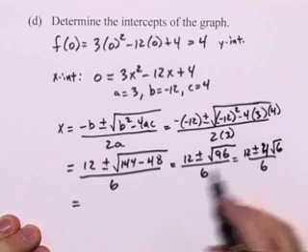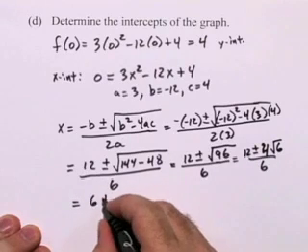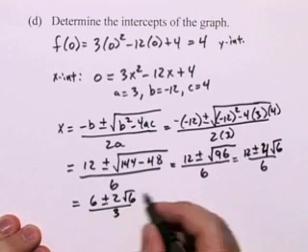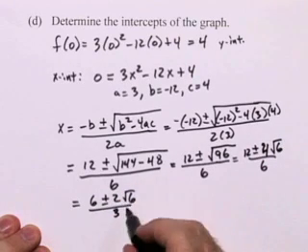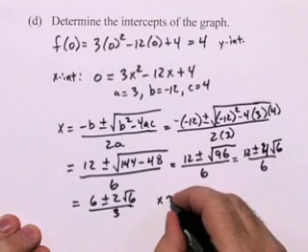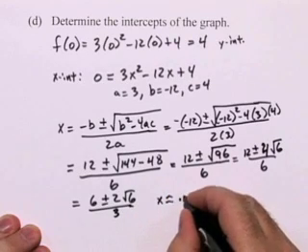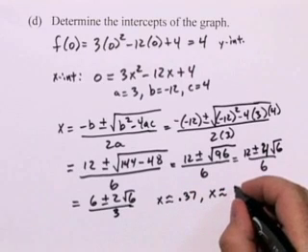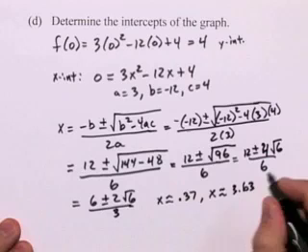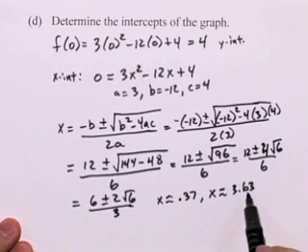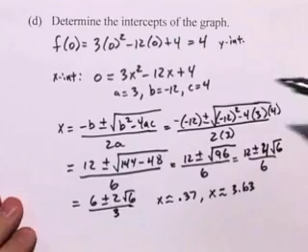We can cancel a common factor of 2, which will give us (6 plus or minus 2 root 6) all over 3. Now, if we put this into our calculator to get approximate values, we'll get x is approximately 0.37 and x is approximately 3.63. So our two x-intercepts are roughly 0.37 and 3.63, and our y-intercept was 4.